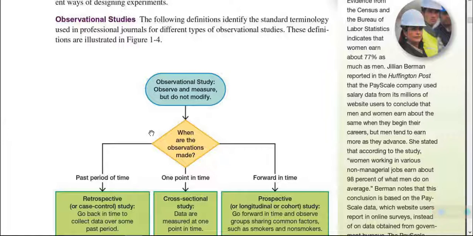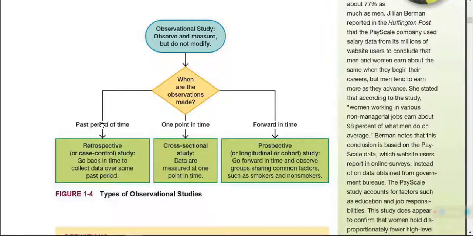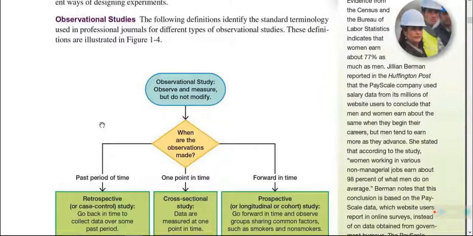Instead of, and also, yung texting and driving. Yun. So, instead of performing an experiment, pwedeng observational study na lang. Meron tayong tatlong type ng observational study. So, discuss natin sila. Observational study: observe and measure but do not modify.